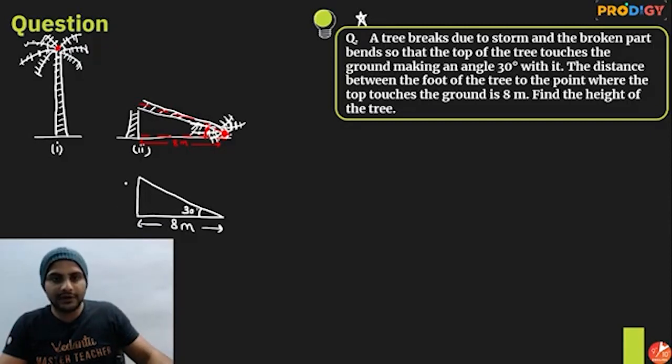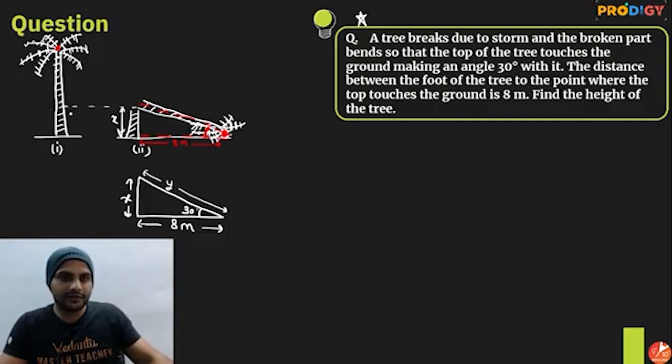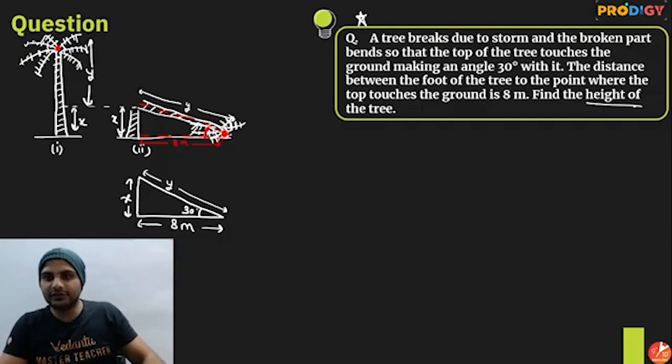All right, let's say this is x and let's say this is y. This is x. So if this is x, I can say this is also going to be x, and if I say this is equal to y, so this is the broken portion, this is also going to be equal to y. So the height of the tree which we need to find is nothing but x plus y. Okay, so in this triangle, let's first find x.